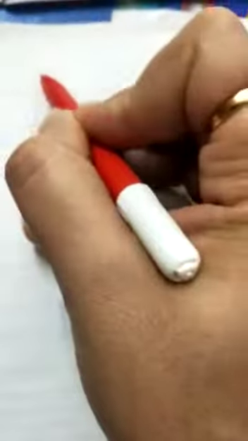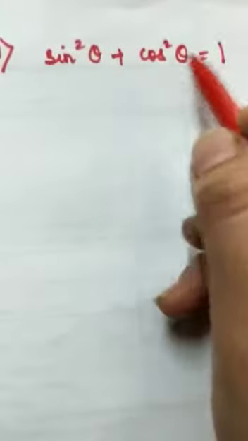Good morning, students. Let us discuss trigonometry identities. The first identity is sine squared theta plus cos squared theta equals 1. We have discussed how we get sine squared theta plus cos squared theta.